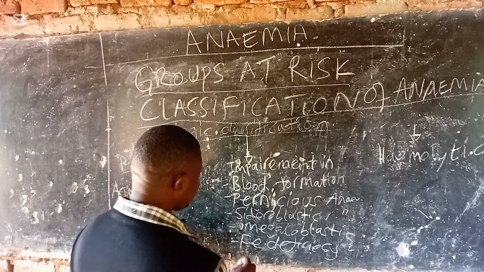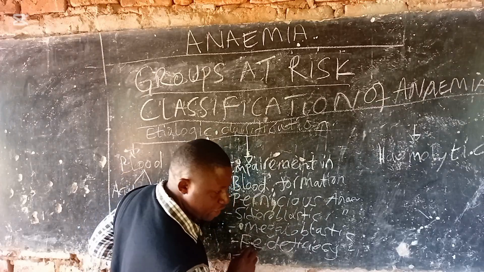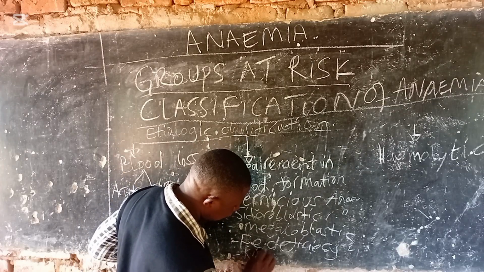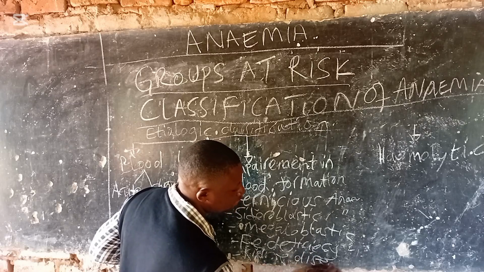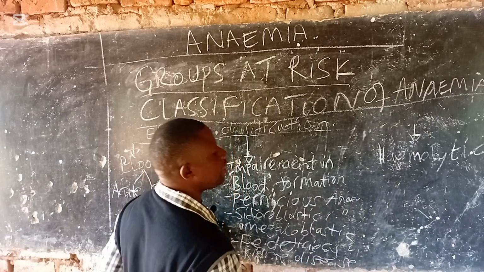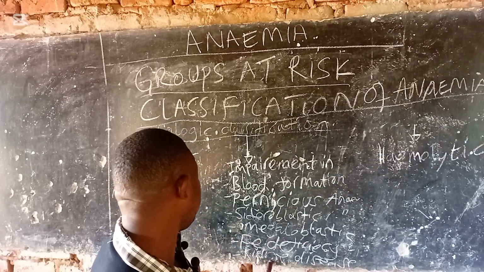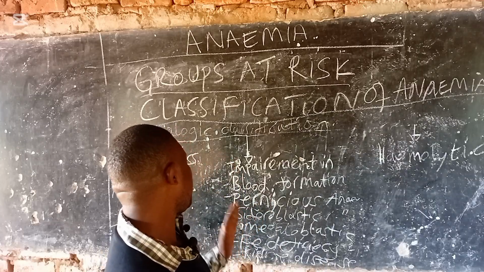Also, if there is a problem with the kidney, kidney disease anemia follows here. Kidney deficiency anemia. There are many which go under here.